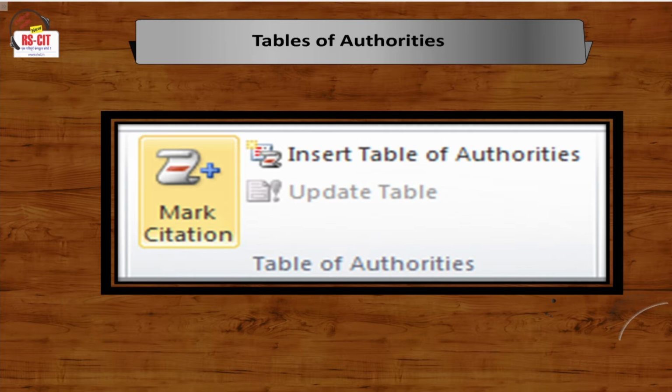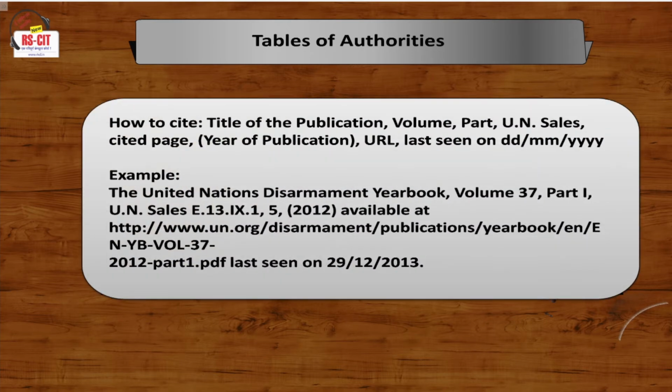If you don't want to use the existing categories of citations, such as cases or statutes, you can change or add categories of citations. When you build a table of authorities, Word searches for the marked citations, organizes them by category, references their page numbers, and displays the table of authorities in the document.